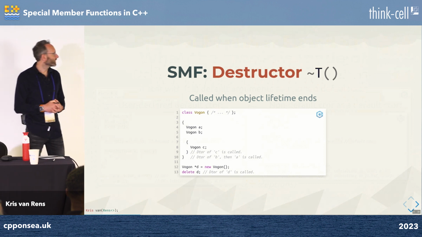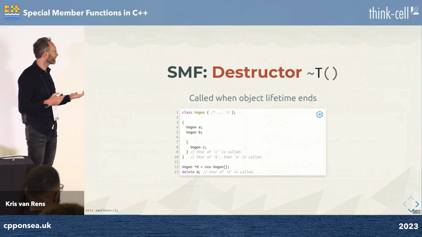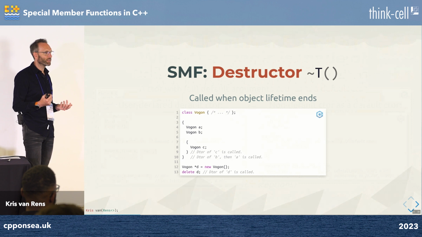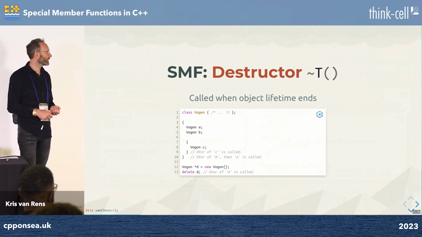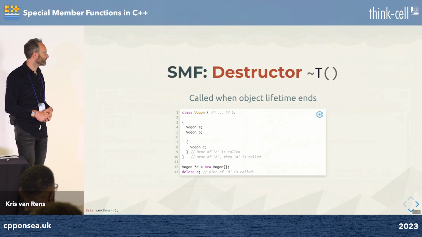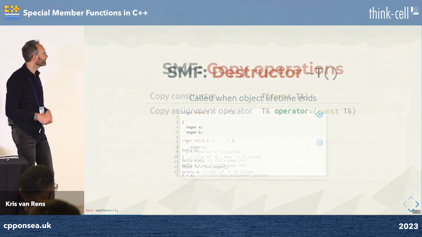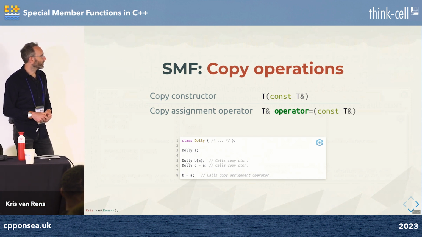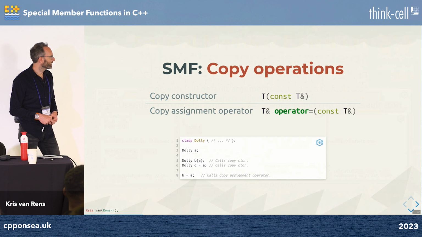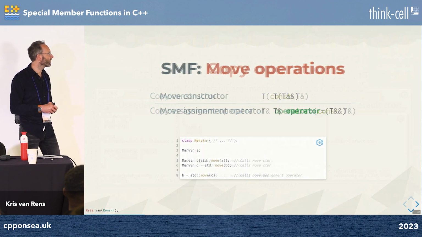we know it. The destructor, of course, is called when the lifetime of an object ends. It can be either by scope, if we have automatic variables, or in this case, when we have dynamically allocated an object and we delete it. Then we have the copy operations. We take another object by const reference, and then we can copy it. Well, we all know this.